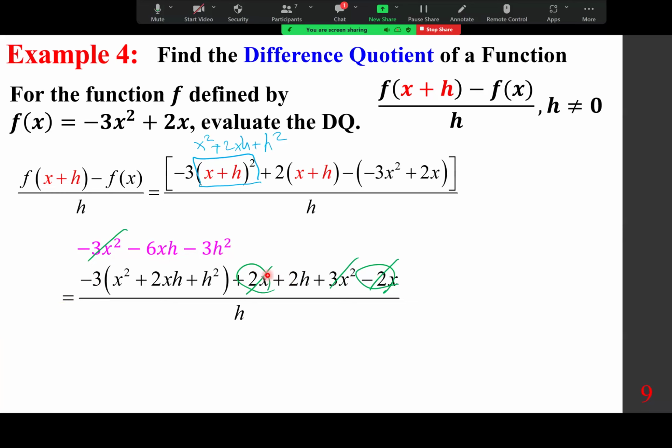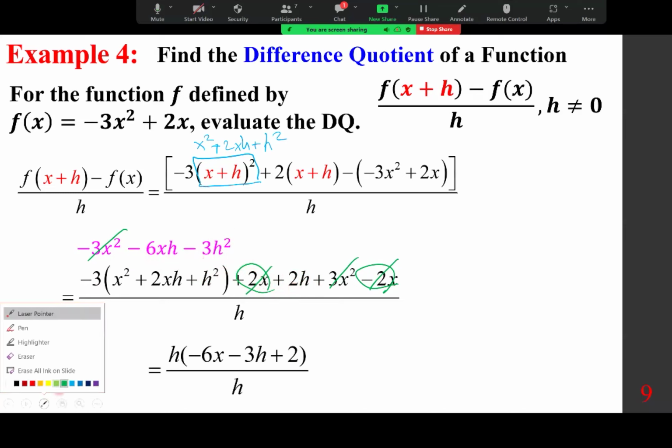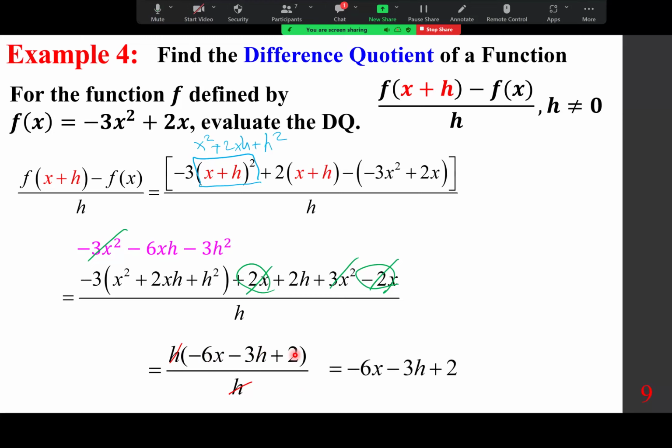There are 3 terms, and each one contains an h. So we are going to factor the h out from those 3 left in the numerator. When you factor the h out, this gives you negative 6x, this gives you negative 3h, and this gives you positive 2. H and h cancel each other, and you're left with the parentheses minus 6x minus 3h plus 2.